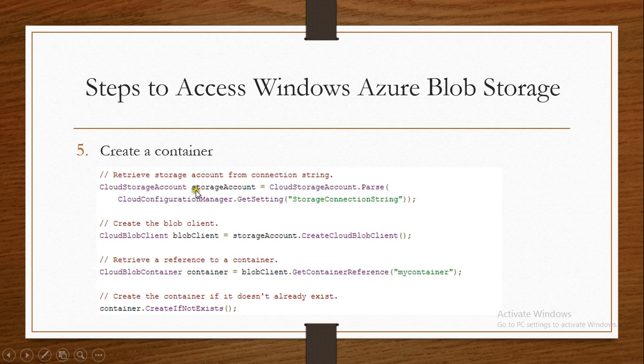First you have to get an instance of your storage account, and using your storage account, you use CreateCloudBlobClient. Now regarding blobs, you have two types of blob. One is the block blob and the other is the page blob.